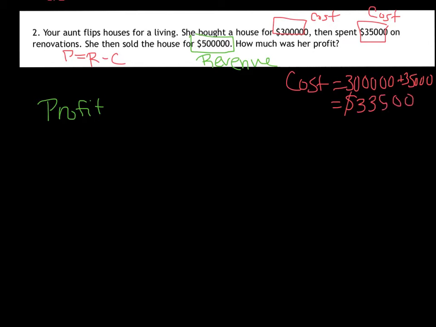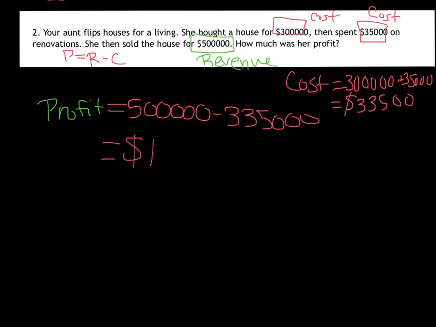So in this case, my profit is going to be $500,000, my revenue, the amount that my aunt sold it for, minus the amount that my aunt had to pay in order to buy this house and renovate it. So in the end, her total profit is going to be $165,000.